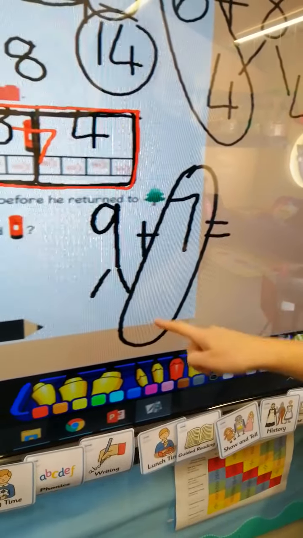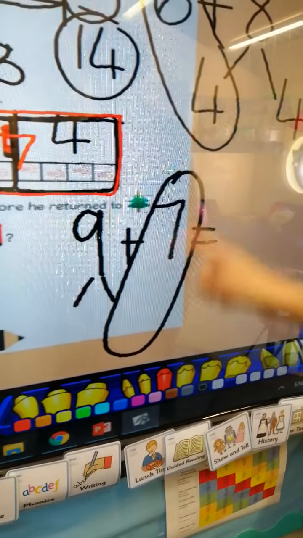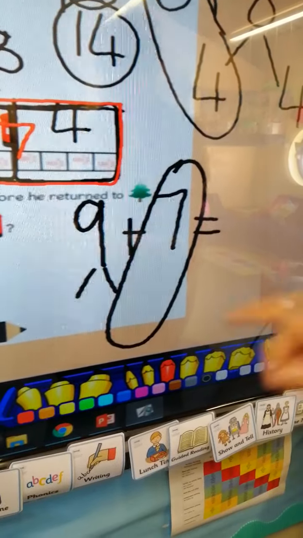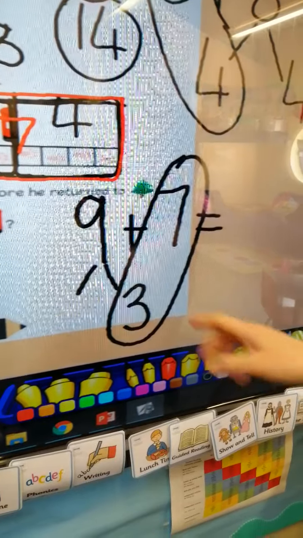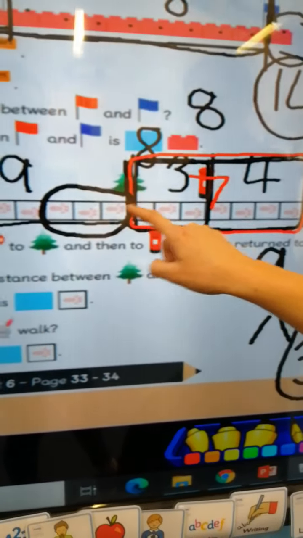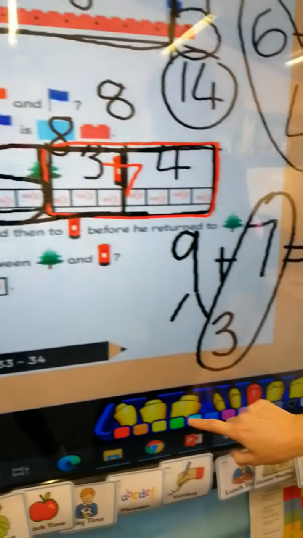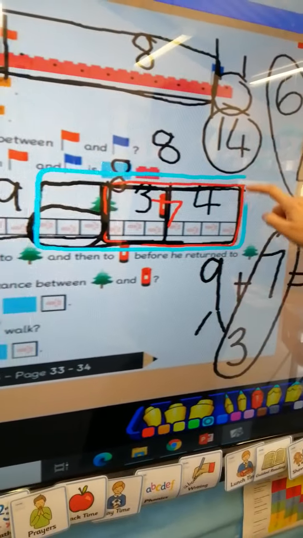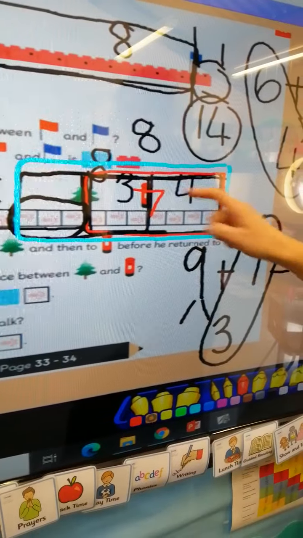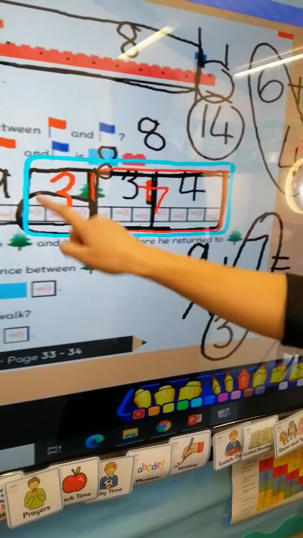So, what might I need to partition my 9 into? 7 and what will make a 10? 7 and 3, you're right. So if I've partitioned my 9, so I've put these 3 here, over here, so now I have made a magic number 10 because 7 and 3 makes 10.